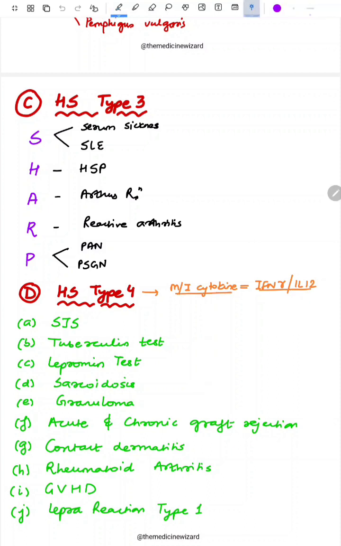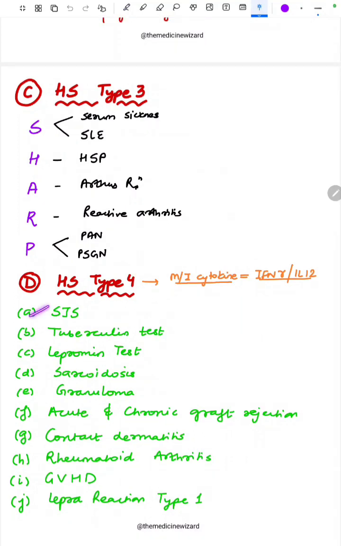Now let's discuss the examples. So we have Stevens-Johnson syndrome, tuberculin test, lepromin test, sarcoidosis, granulomas. Now here, acute and chronic graft rejection. So the hyperacute type of graft rejection was a type 2 hypersensitivity reaction, but acute and chronic type of graft rejection is a type 4 hypersensitivity reaction. Contact dermatitis, rheumatoid arthritis, graft versus host disease, and lepra reaction type 1.